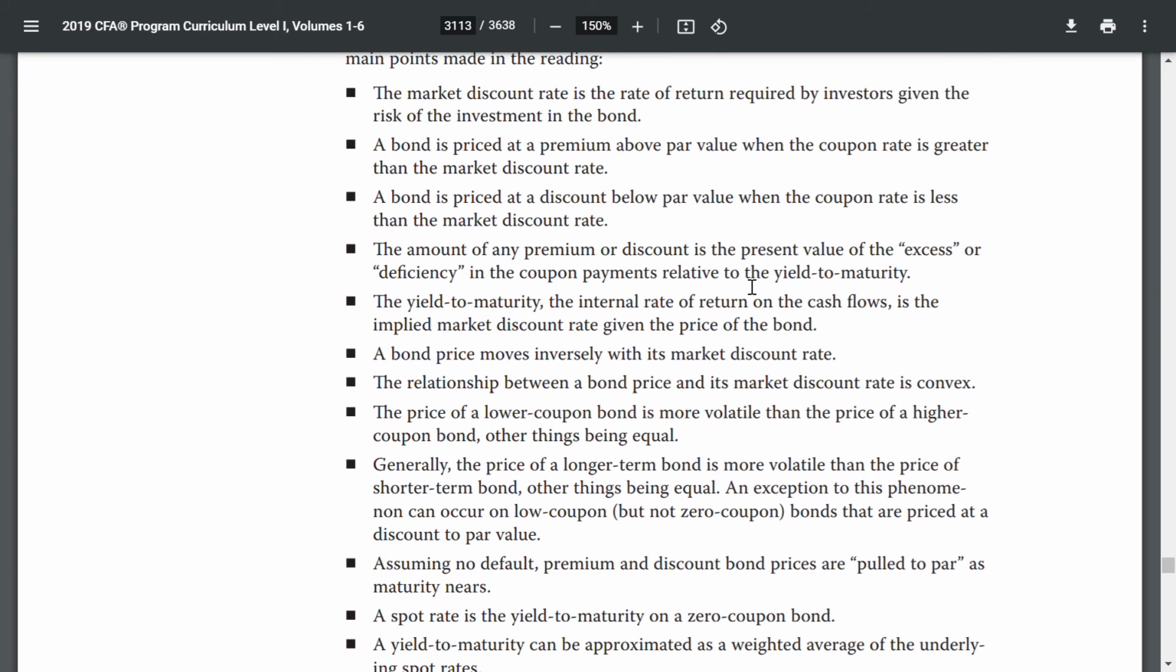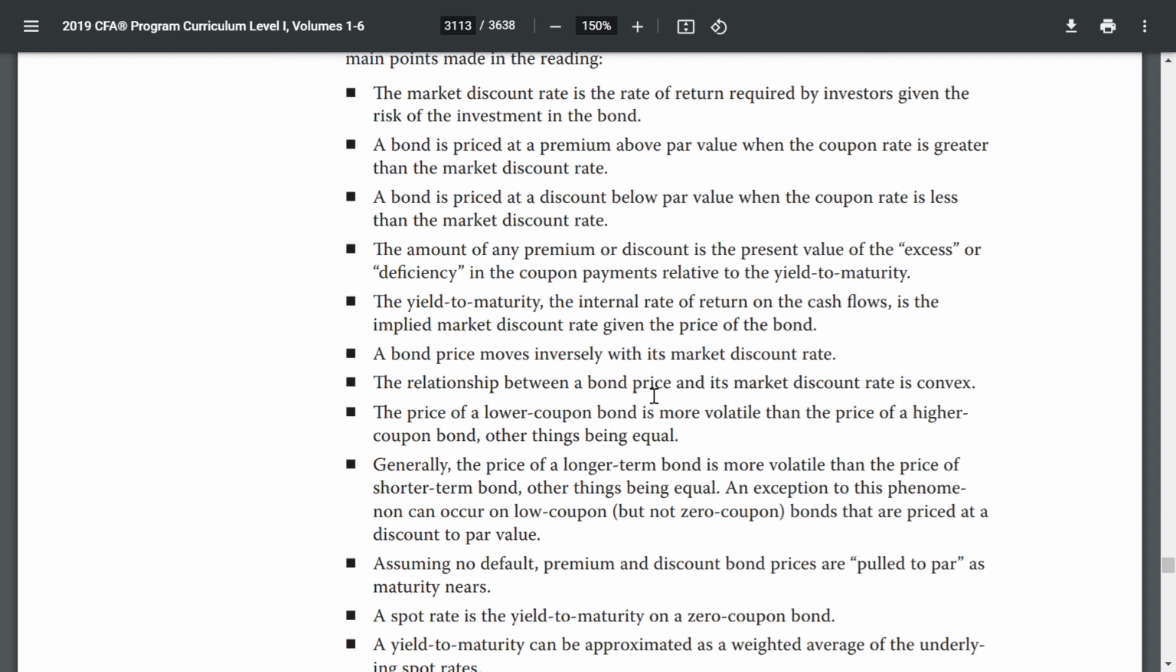A bond is priced at a premium above par value when the coupon rate is greater than the market discount rate. A bond is priced at a discount below par value when the coupon rate is less than the market discount rate. The amount of any premium or discount is the present value of the excess or deficiency of the coupon payment relative to the yield to maturity. The yield to maturity, the internal rate of return of the cash flows, is the implied market discount rate given the price of the bond.